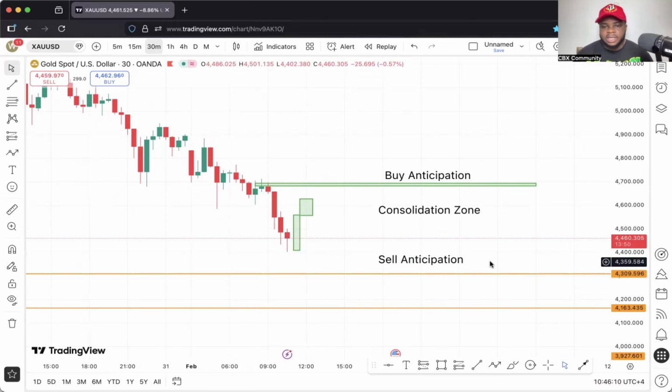If you didn't see anything, you just need to be patient. Sit quietly, sit patiently until you're able to identify a structure. Then you'll be able to identify your resistance and your support. Then you need to wait until the break of your resistance zone with your other confirmation before you can decide to take a position. So at the moment, we don't need to do anything.